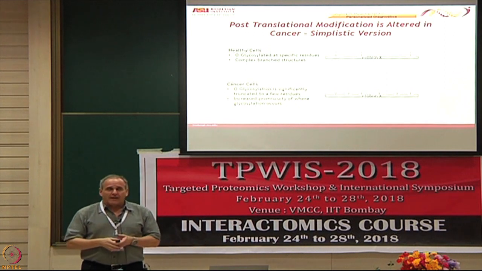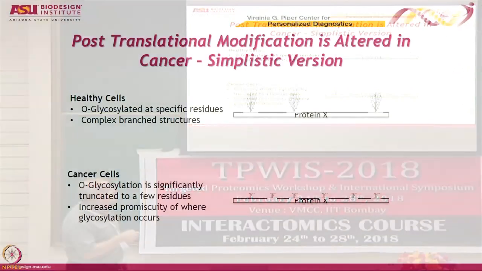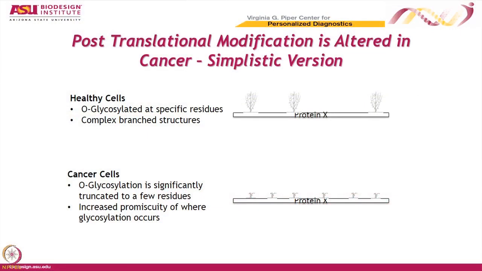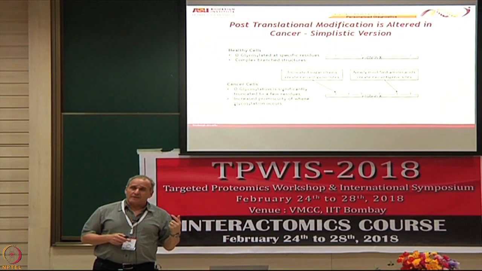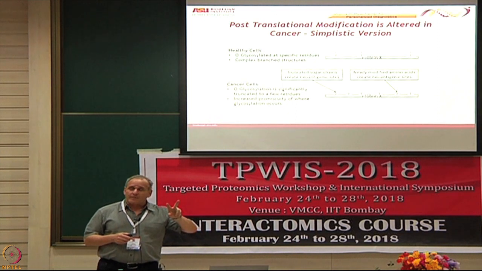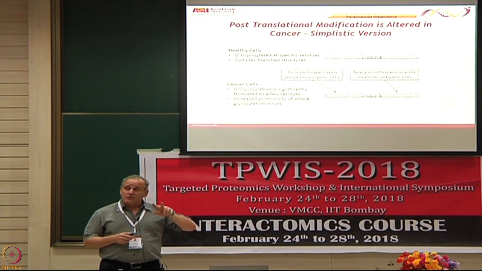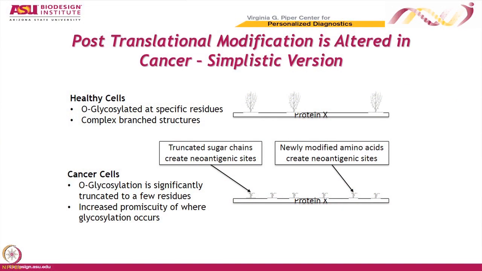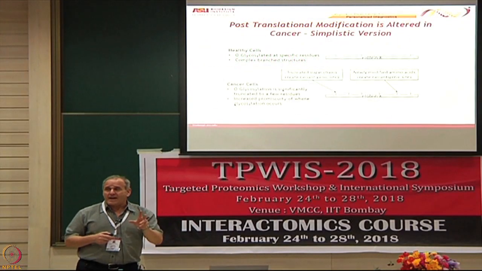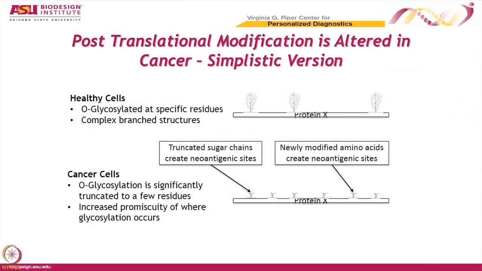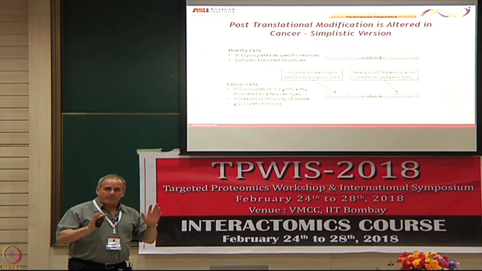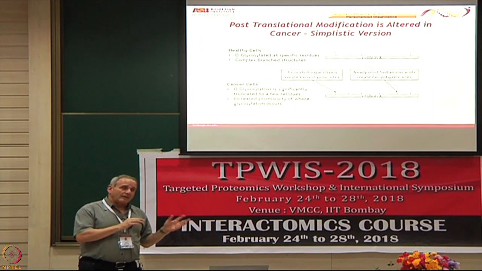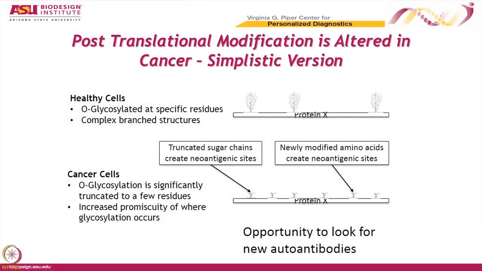The other thing that happens in cancer is it gets more promiscuous. Instead of only a couple of places on the protein, you start adding sugar at multiple places on the protein. To someone like me, that looks like an opportunity, right? Because there are 2 things now that are different about these modifications. They create 2 new shapes that could induce an immune response. The first is that you get these short sugars, and so the immune system might see that as different from normal. And the second is that you now have amino acids that are modified that didn't used to be modified. So both of these are potentially inducers of an immune response, and that would mean that for me, they're an opportunity to look for new autoantibodies.